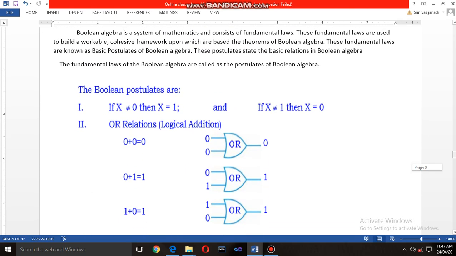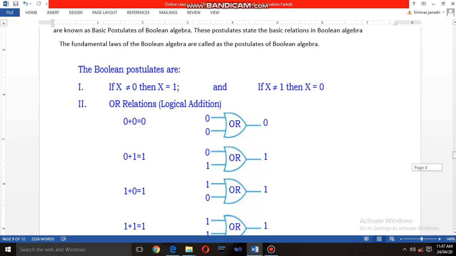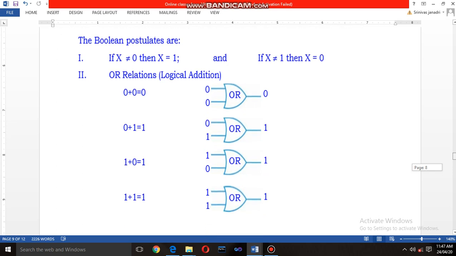These four are the basic postulates of Boolean algebra. First one is, if x is not equal to 0, then x is equal to 1, and if x is not equal to 1, then x is equal to 0.